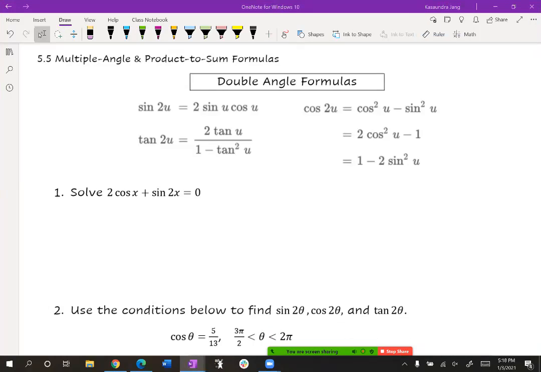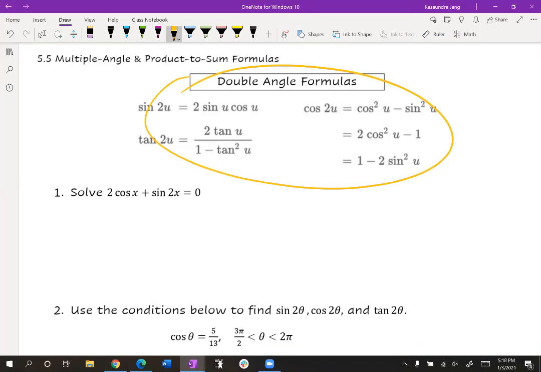Hey guys, we are going to take a look at 5.5 notes today. Number one here says to solve this equation, and we're probably going to be using the double angles formula that we've got here. In fact, these double angles always have a 2u, or it could be 2 theta. In our case, it's a 2x.